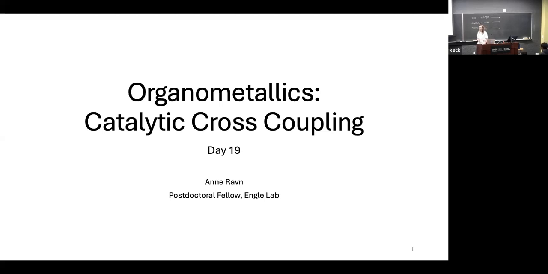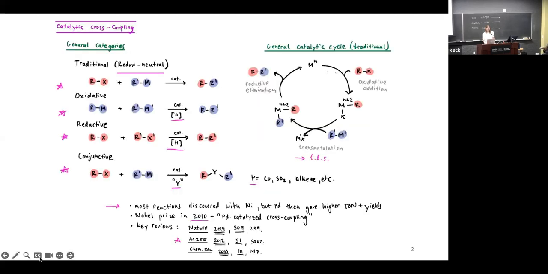So today's topic is catalytic cross-couplings. Most of the talk will be on traditional redox-neutral couplings between one electrophile and one nucleophile to form mostly carbon-carbon bonds, but we'll touch a little bit upon heteroatom-carbon bond formation as well. I think most of you may have some familiarity with this topic.